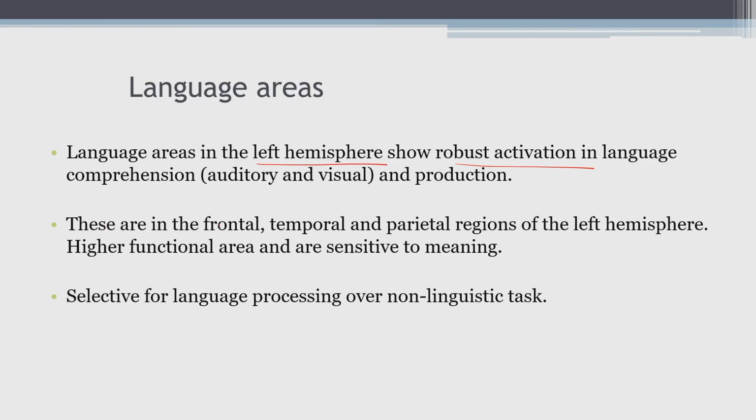So, what are the areas? Frontal, temporal and parietal regions of the left hemisphere. They have mapped out a particular network within these three areas in the left hemisphere that shows a very strong activation for language related processing. This is particularly selective for language processing over non-linguistic tasks.